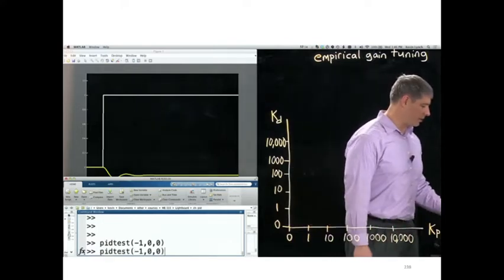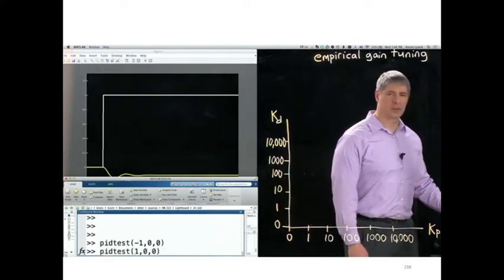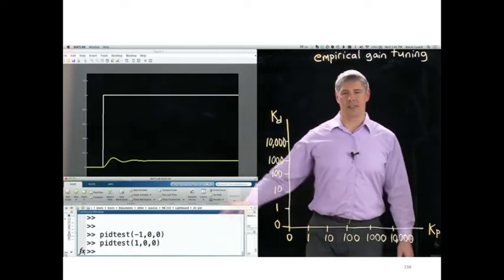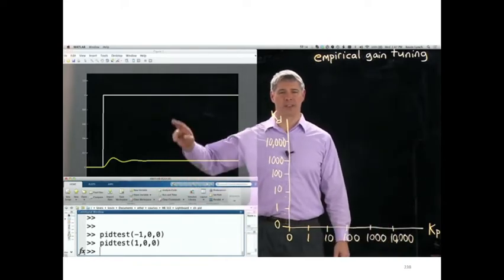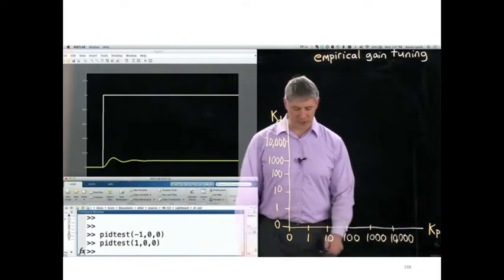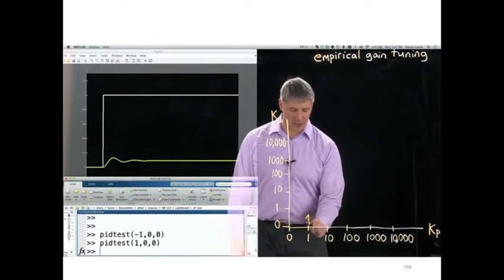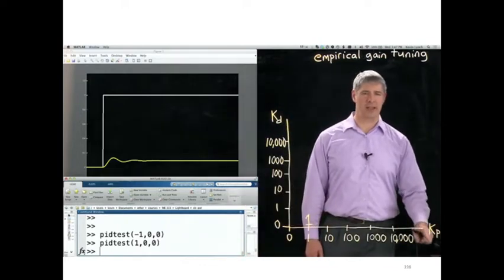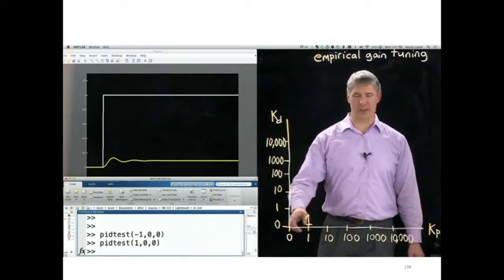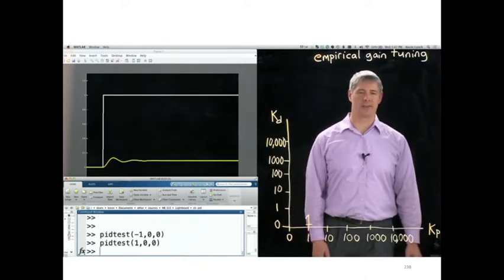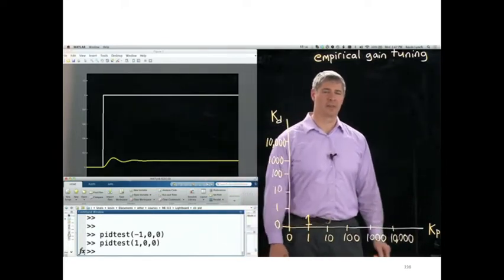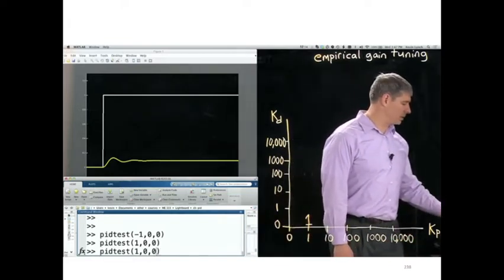So let me try again with a value of 1 for the proportional gain and 0 for the integral and derivative. Now we can see that the output rises closer to the reference value, but it's still not doing very well. So this is my first guess. I'm going to mark that with a 1. This is my K sub P axis for proportional gains, K sub D for derivative gains. My first guess here was at K sub P equal to 1, K sub D equal to 0. Since I'm still far away from my desired value, I need to increase my proportional gain. So let me raise it to 10.